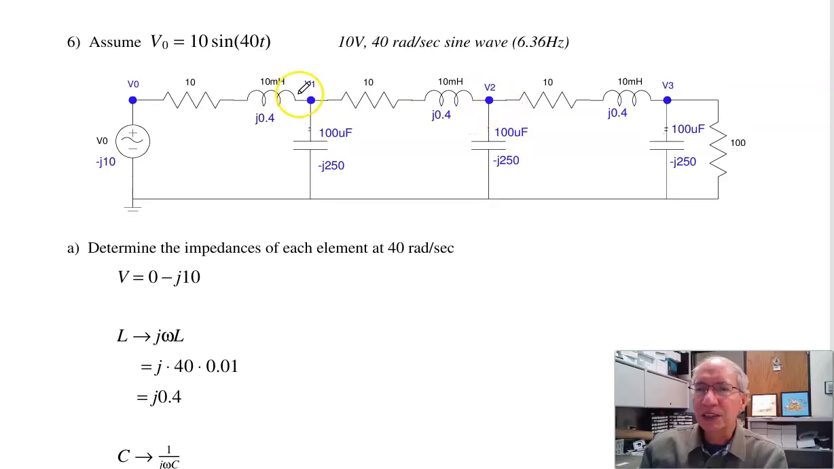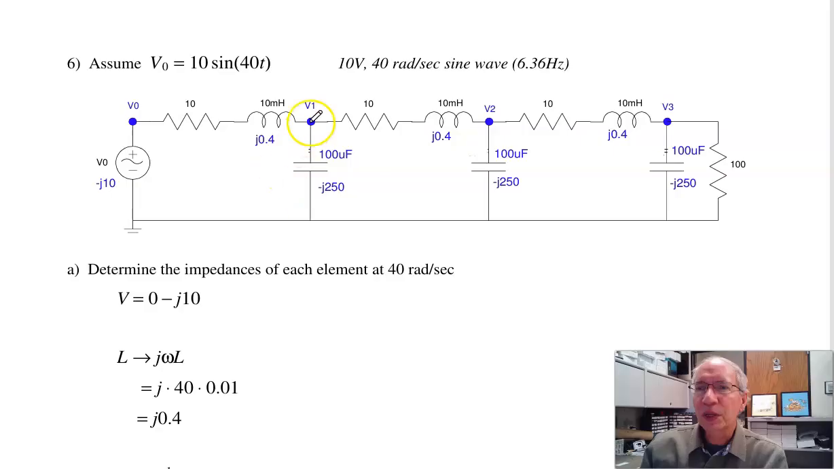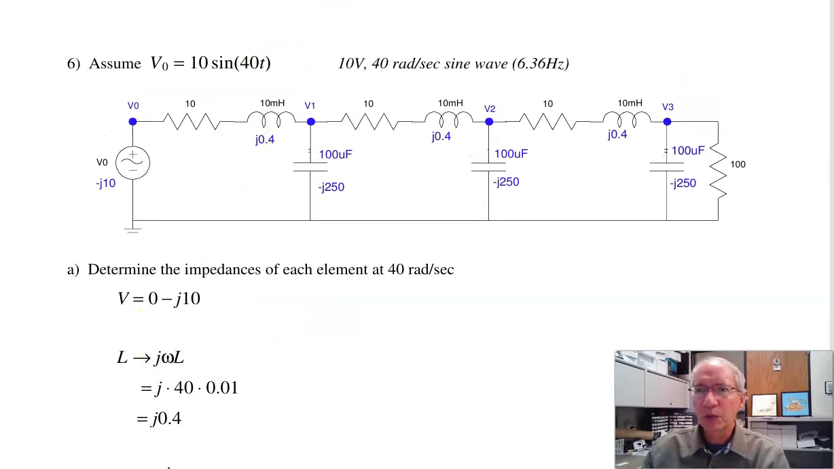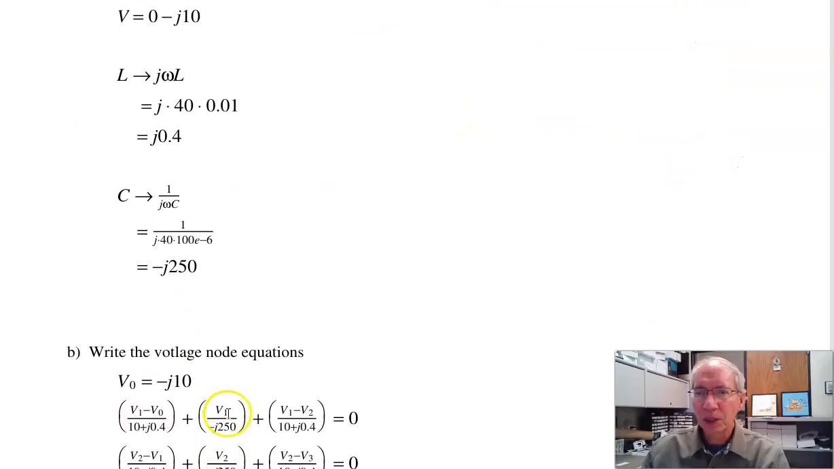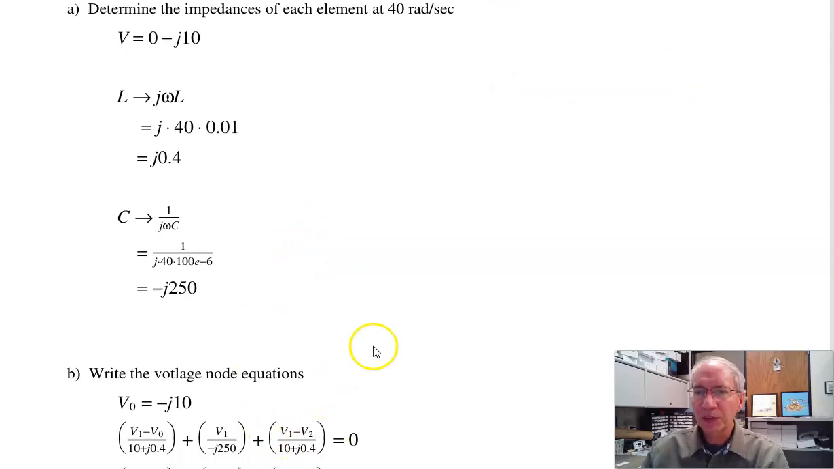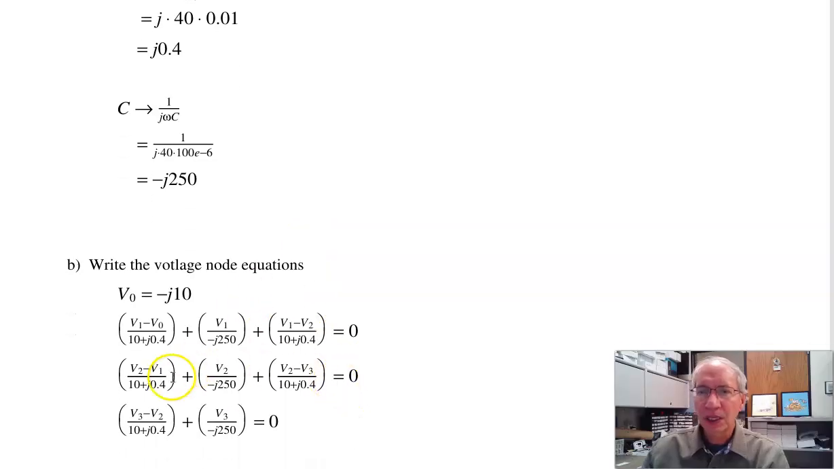Now write the node equations. First node is V0 is minus j10. Second node equation is the current left, V1 minus V0 over 10 plus j0.4, plus V1 minus V2 over 10 plus j0.4, gives you the following node equations. So V0 minus V1 over 10 plus j0.4, plus V1 over minus j250, plus V1 minus V2 over 10 plus j0.4 is equal to 0 at node 2, and likewise at node 3.